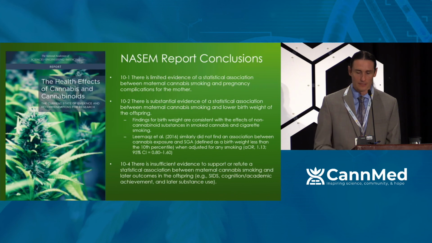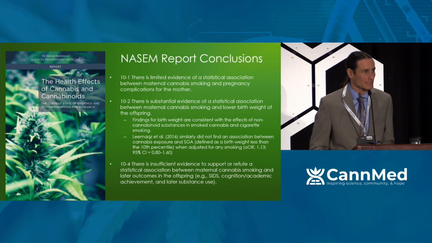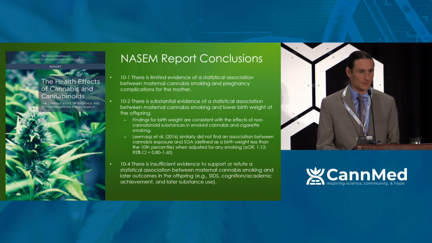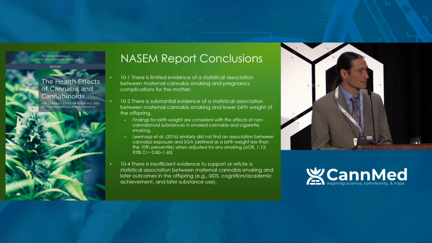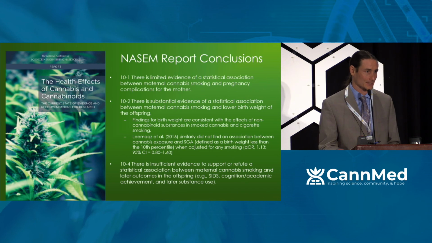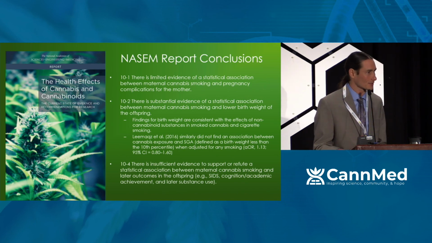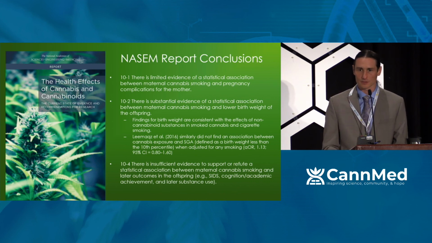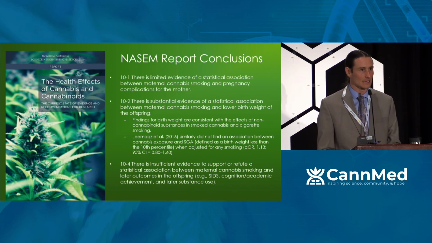A good review is the 2017 National Academies of Sciences, Engineering, and Medicine report, which looked at all the data on infants and children that had been exposed to cannabinoids perinatally and prenatally, and what they found was that the only consistent finding was smaller for gestational age. This wasn't dangerously small, this wasn't ultra low, preterm and all that stuff, but it was smaller for gestational age, which was consistent with any exposure to smoke.